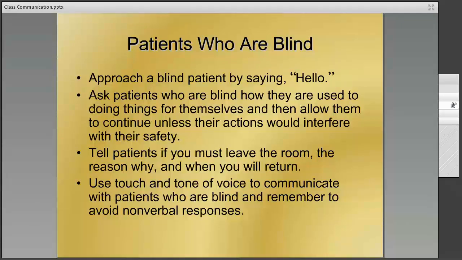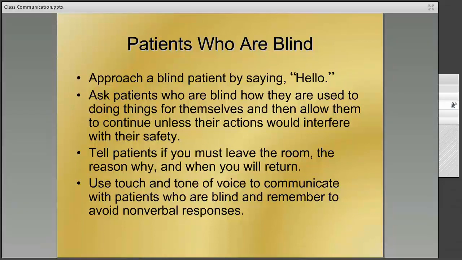Certainly, approach the blind person by saying hello. Ask the patients who are blind how they are used to doing things for themselves and allow them to continue to do that. Again, oftentimes you don't want to say, we're going to go down to the end of the hall. They have no reference to where that end of the hall is. So you may say to them, would you like to hold my arm and I will take you to the room.